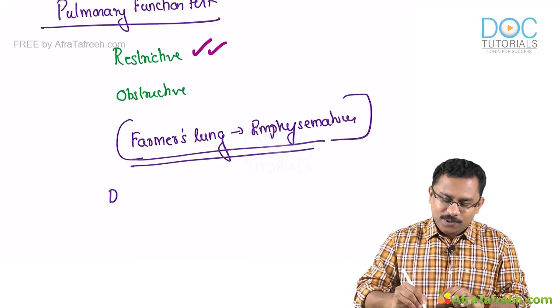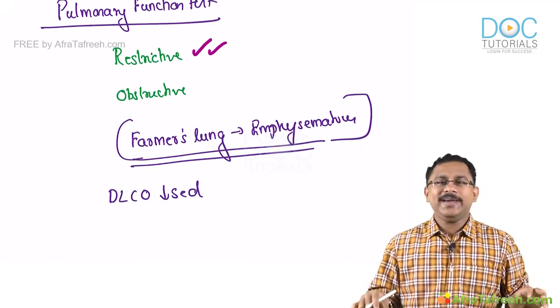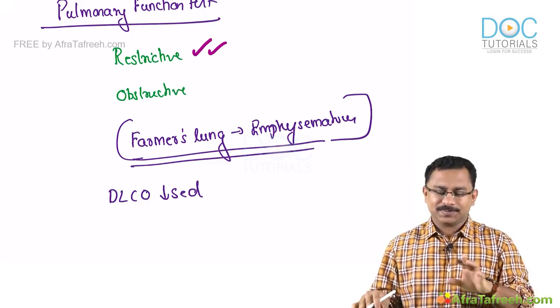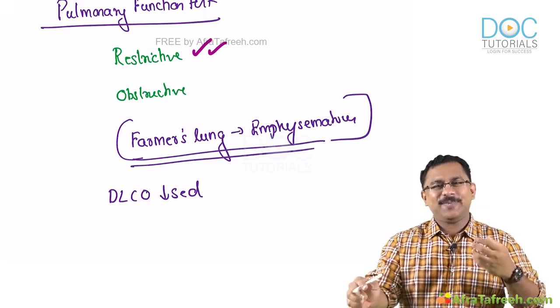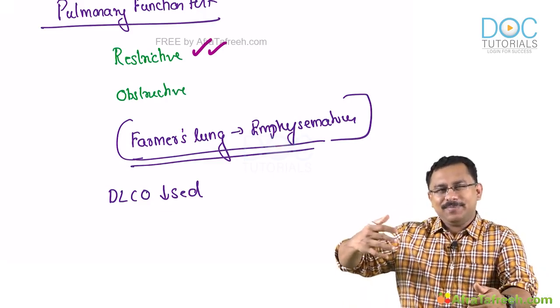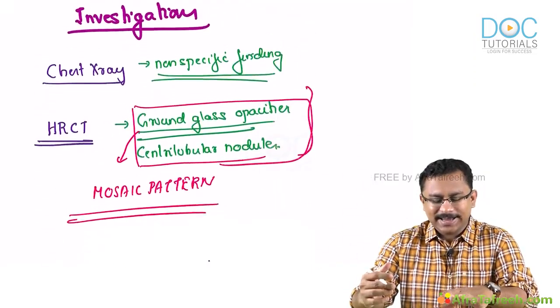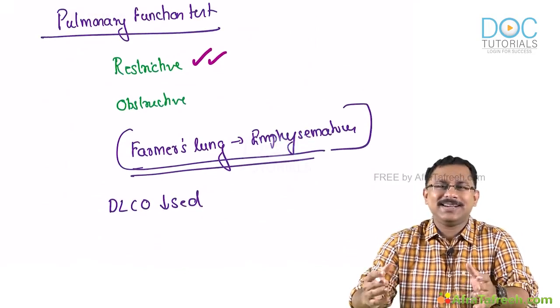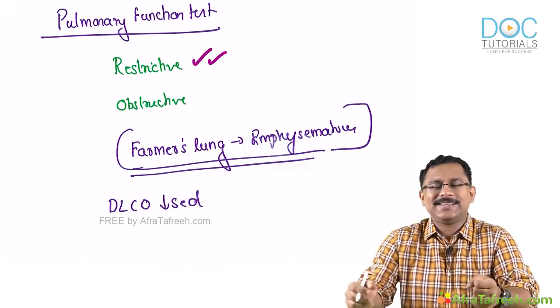And your DLCO will also be reduced in pulmonary function test. Very clear? All right. Now, especially the restrictive pattern may set in once the patient has gone to a chronic stage. So the findings that I have said, whether it be X-ray, HRCT, or pulmonary function test, all will depend on the stage of the disease as well.